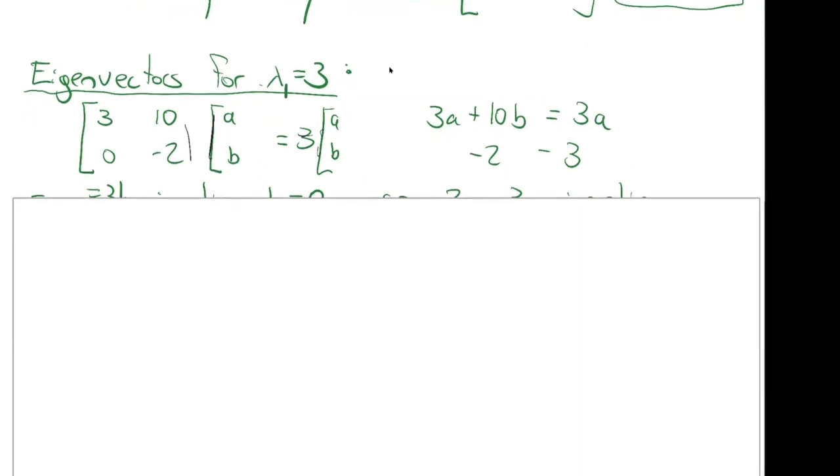So we start with this matrix, and the equation that we have here is we want to find some matrix B so that when I multiply by matrix A, which is 3, 10, 0, minus 2, times this matrix B, we get the same thing as if we multiplied by the scalar 3.